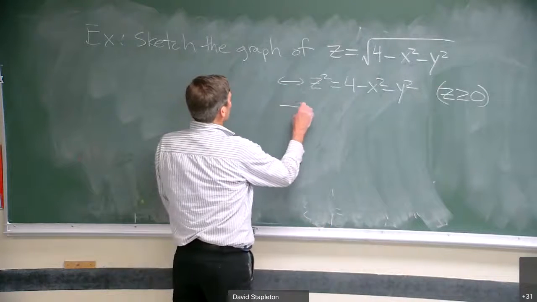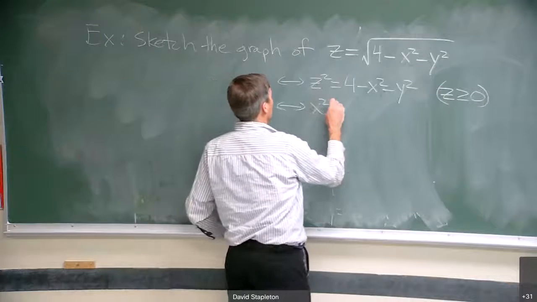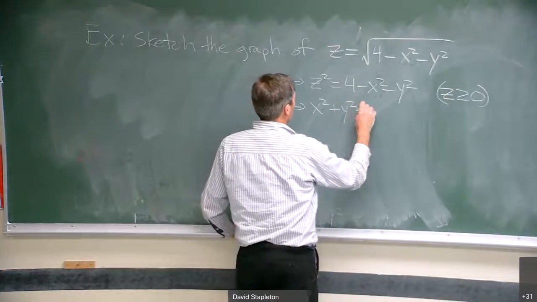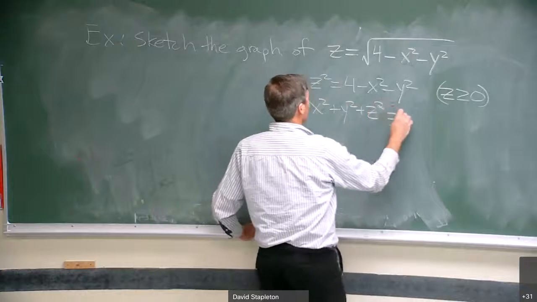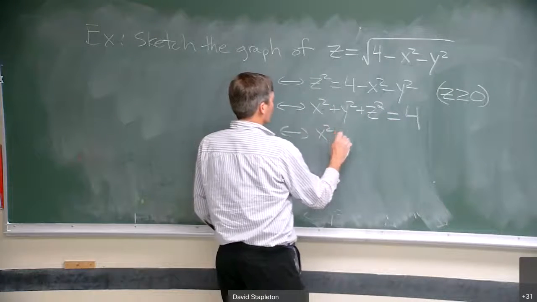Maybe the object is to rework it into something you've seen before. If you add x squared and y squared over here, it's all just algebra. You get x squared plus y squared plus z squared equals 4. What's that an equation for? Let me give you one more suggestive hint here.